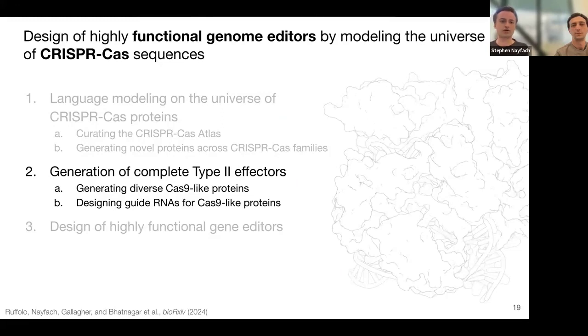Next, we'll go into how we narrowed our scope to specifically type 2 effectors. So we start by generating diverse Cas9-like proteins. And then, as Stephen mentioned, we need this piece called the tracrRNA to form the complete editing unit. So we built another model to specifically generate those based on the protein of interest.